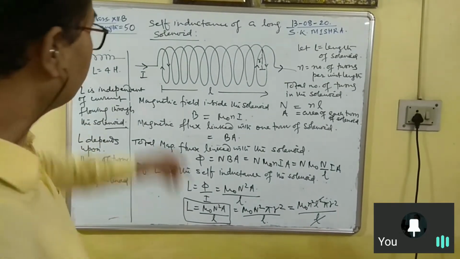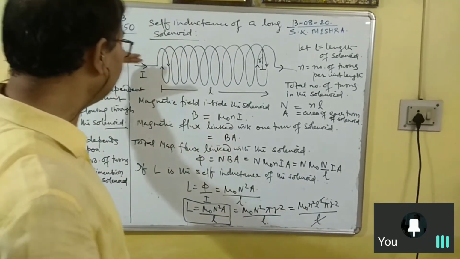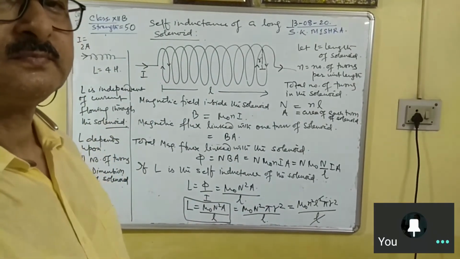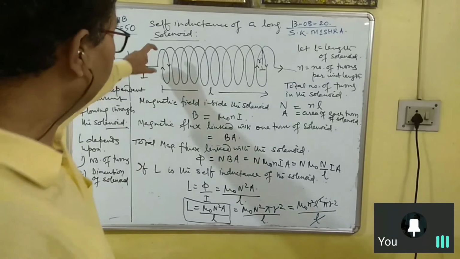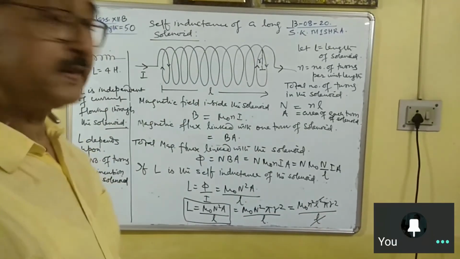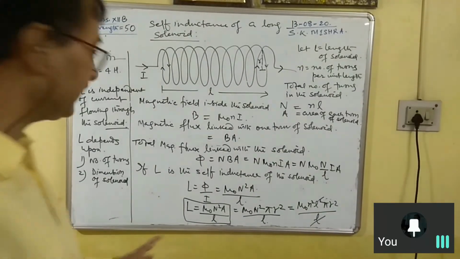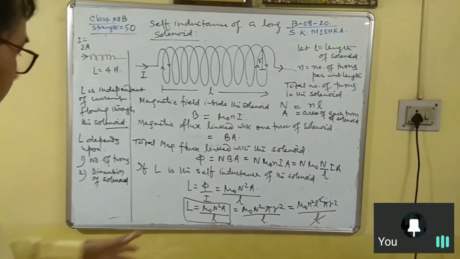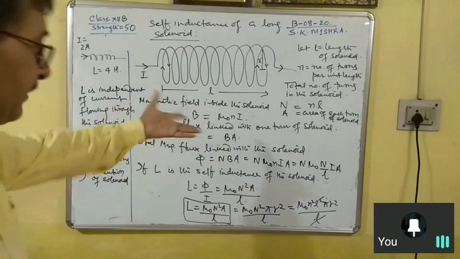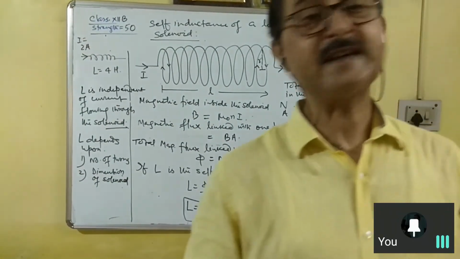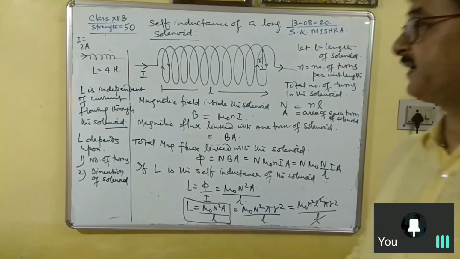Dimension means cross section area. Dimension means length of the solenoid. That also matters. Radius of the coil. So these are the factors. Dimension involves everything, that is length, area, and the number of turns, meaning capital N or small n, number of turns per unit length. So these are the factors upon which self-inductance depends.